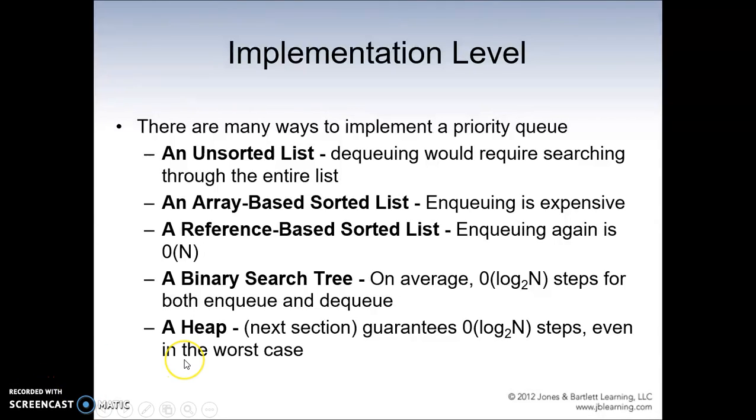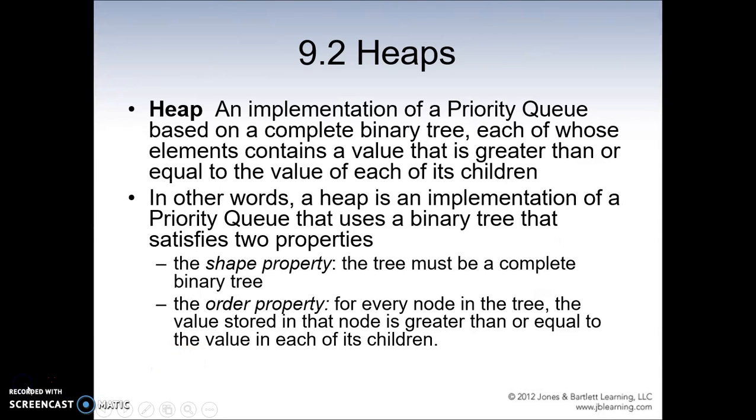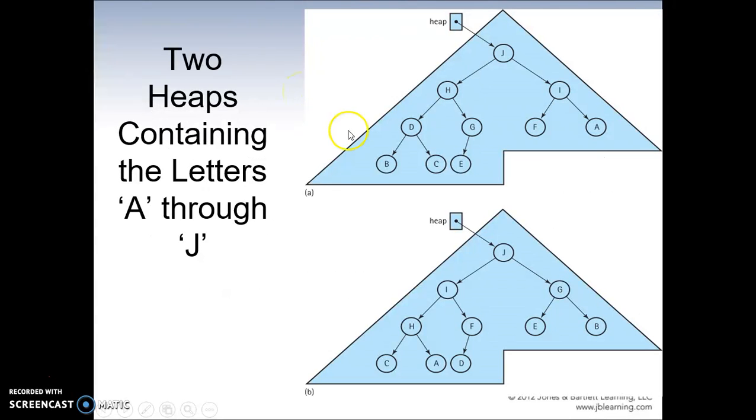So let's look at what a heap is. A heap is pretty much an implementation of a priority queue based on a complete binary tree. And it has to be complete. So that means almost like a triangle shape, right? Like if you look at this, this is complete. We cannot have it leaning toward one direction, right?